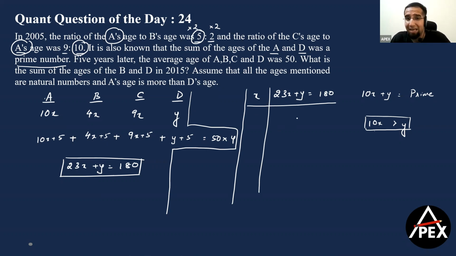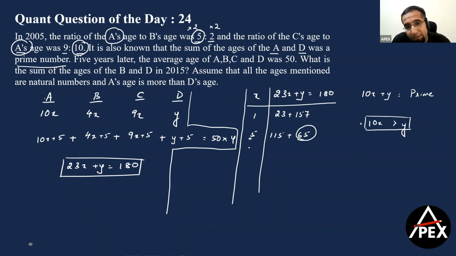Now here we need quick calculation because if I take x is equal to 1, this is 23 only and the value of y is in some hundreds. That's going to be 157. Now since 10x is greater than y, let's quickly keep on jumping numbers. Suppose I take the value of x is equal to 5. Now 23 into 5 is 115 and y is 65. Even if x is equal to 5, 10x will be 50 and y is 65. So that will not satisfy our second condition.